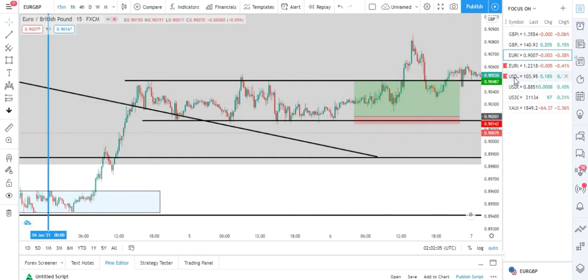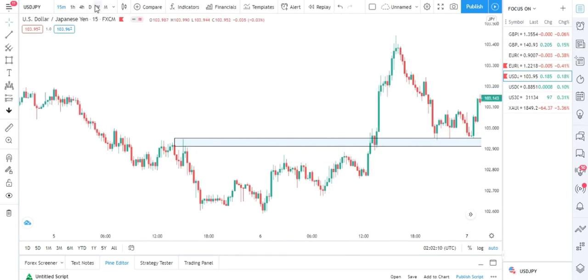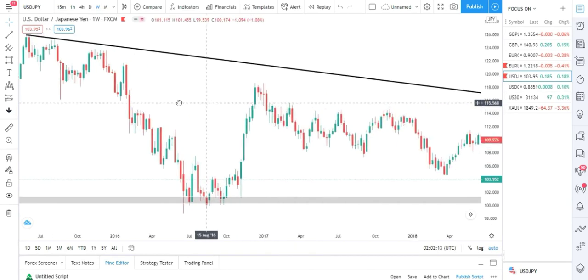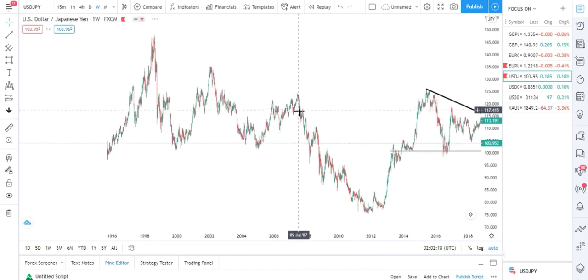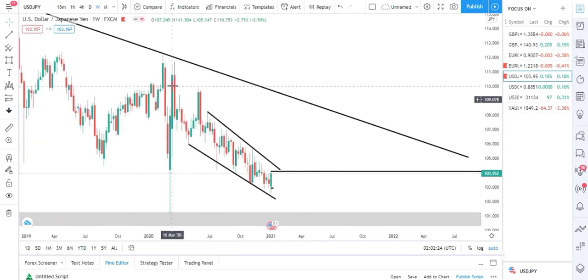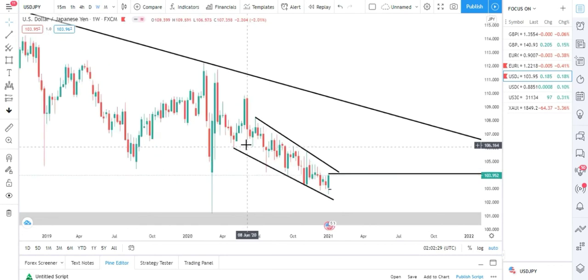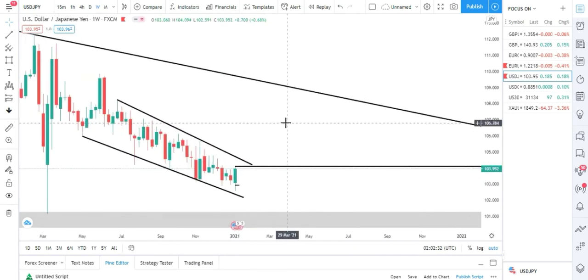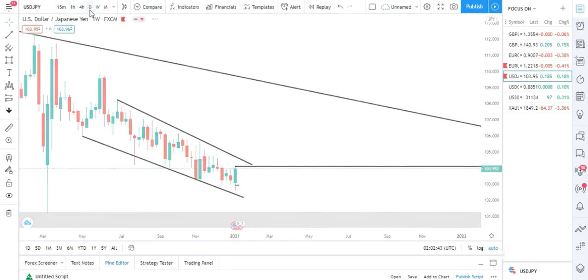Let's go to USDJPY, and it's going to be the last one. As you can see, it's in a downtrend, and within the downtrend, it's in a channel as well. And I was waiting for it to come hit here. That was my plan, honestly. I was waiting for it to come hit here, then after it hit the support, go up. But let's go to the daily.